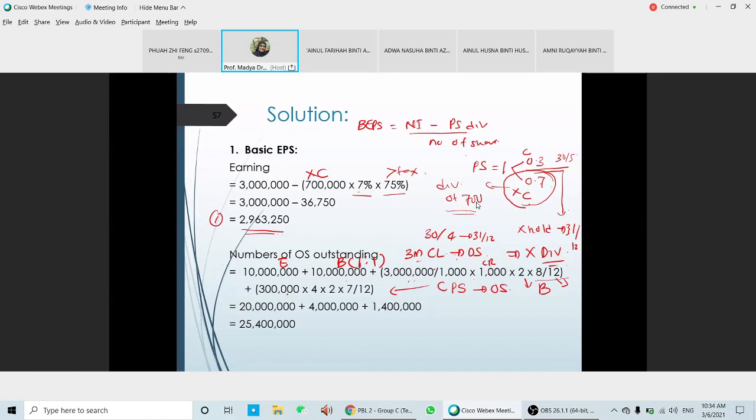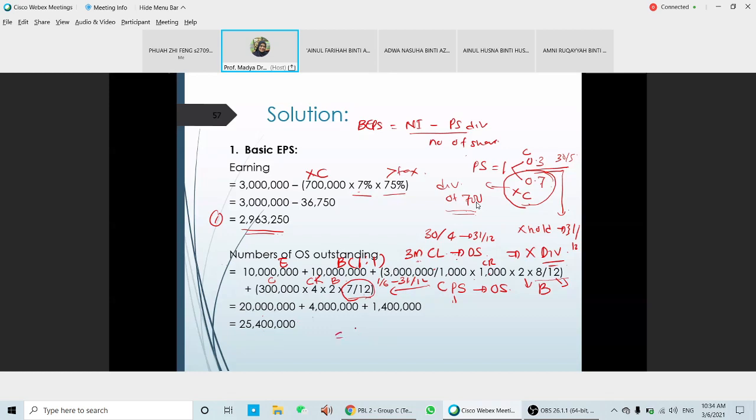Okay, and then the next one is for preference shares. So for preference shares, the one that you convert here is 300, times 4 here is the conversion rate, and then times 2 is the bonus. 7/12 here, because you convert this one on 30 of May. So 30 of May means that starting from 1st of June until 31st December, this convertible preference share becomes an ordinary share. So you have 7 months, 7. So 20 plus 4 plus 1.4. So altogether you're going to have 25,400.